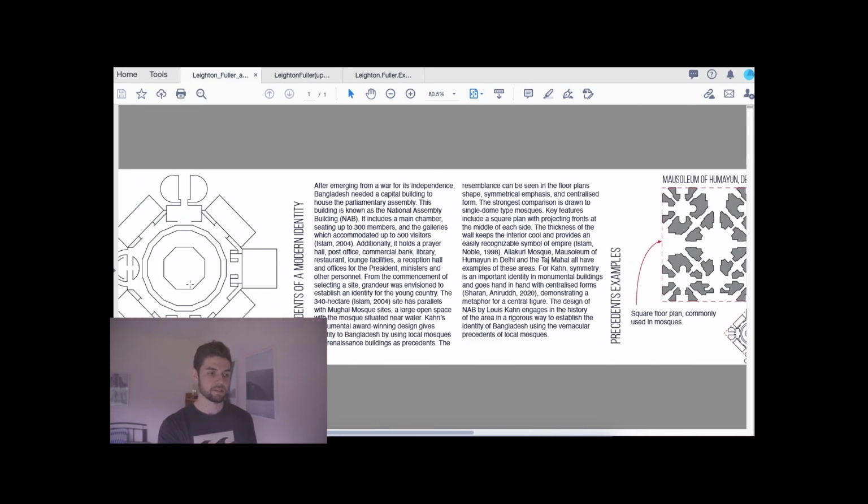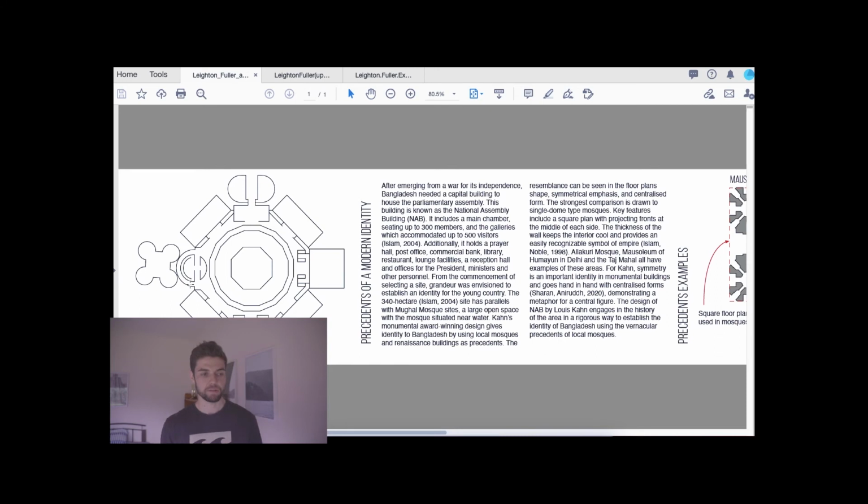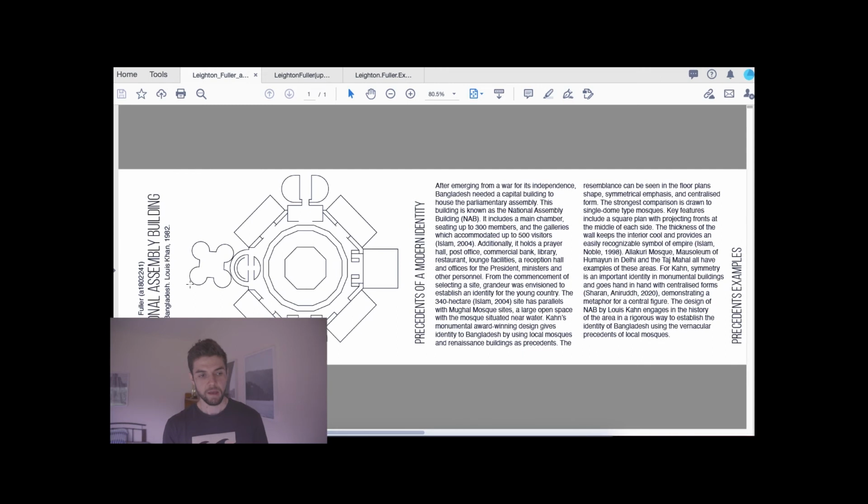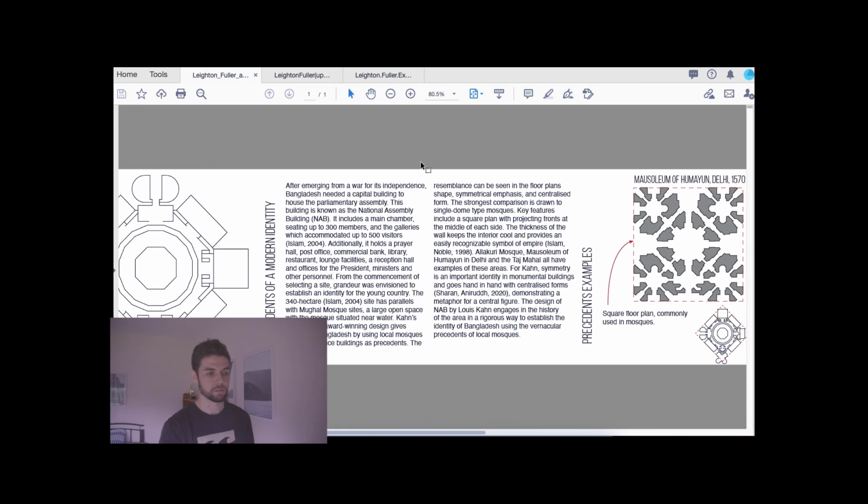The ideas I set were because it was originally conceived when Bangladesh was still a part of Pakistan, and the movement after the war was that it had to establish an identity for itself, which is why I've gone for precedents of a modern identity. So how this building has used precedents from other monolithic buildings, which I'll get into in a second, in order to produce an identity for the newly established country.